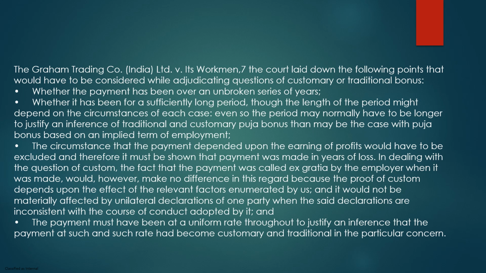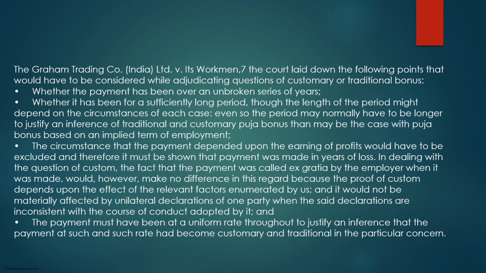In the case of Graham Trading Company India Limited versus Workman, the court laid down the following points on when a payment is treated as interim or customary bonus. It should be on a continuous basis. There is no interruption because of non-profit or something like that. It should be continuous, with no intermittent payment. That will be treated as interim or customary bonus that can be adjusted in the bonus under the Act, and you should not pay less than the minimum bonus, as said in the case law of Graham Trading Company versus its workmen.